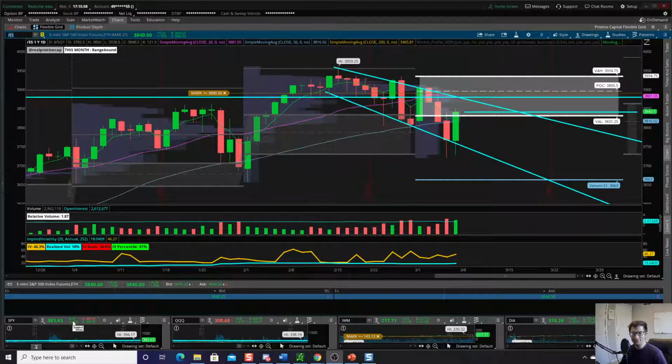So we had the S&P 500 finish up 1.84%. We had the NASDAQ QQQ finish up 1.51%. We had the IWM small caps finish up 2.12%. And we had the Dow Jones finish up 1.83%. All right, so let's check out our S&P 500.